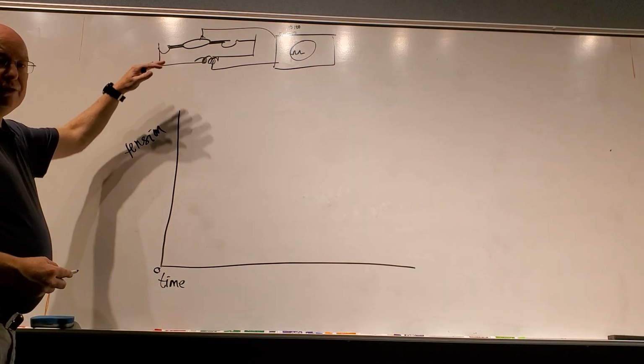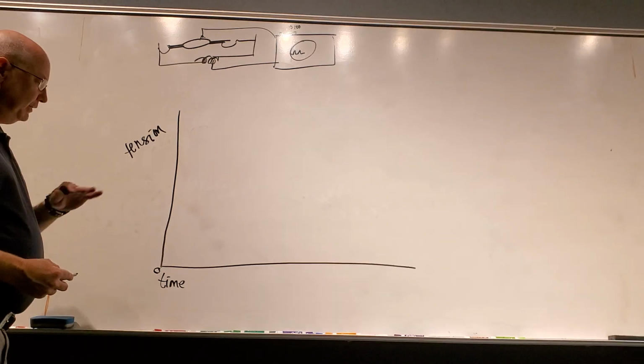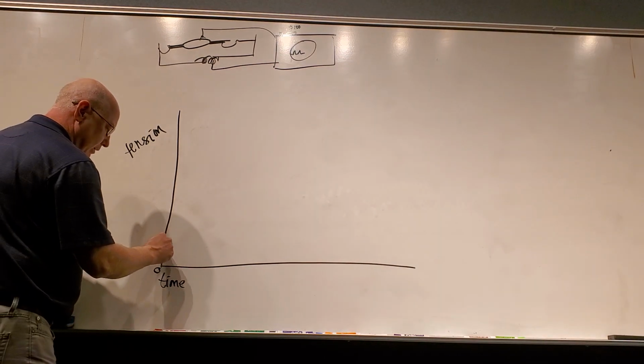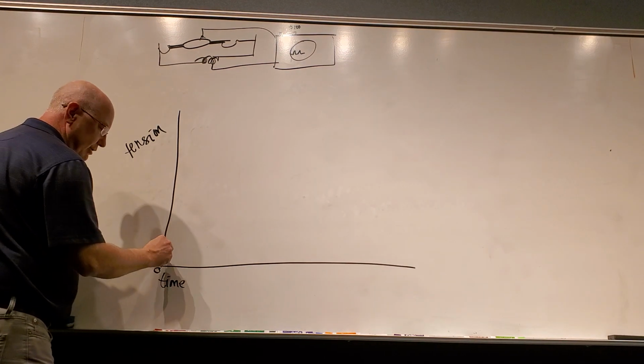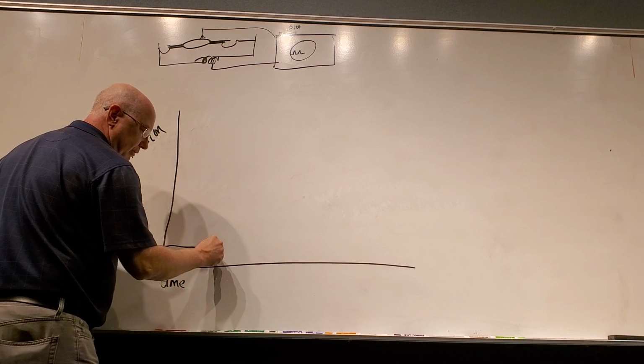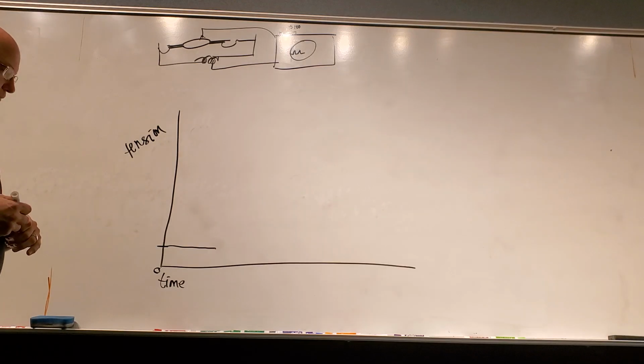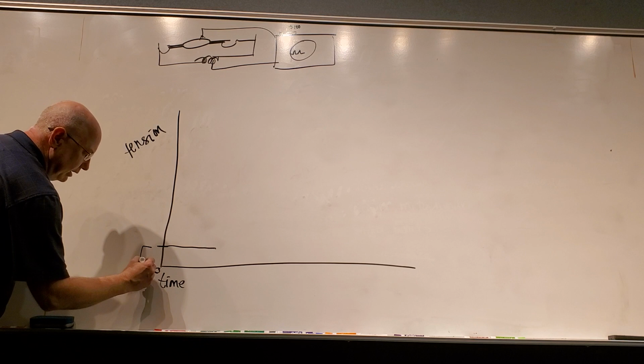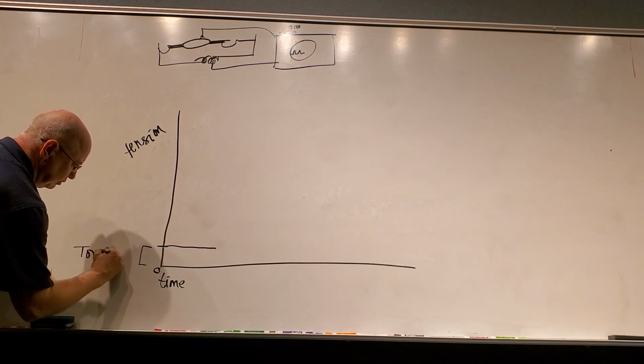If I do nothing to the muscle, nothing, I don't stimulate it at all, it turns out that the tension is not at 0, it's sitting at some number a little bit higher than 0. And we call this range the muscle tone.